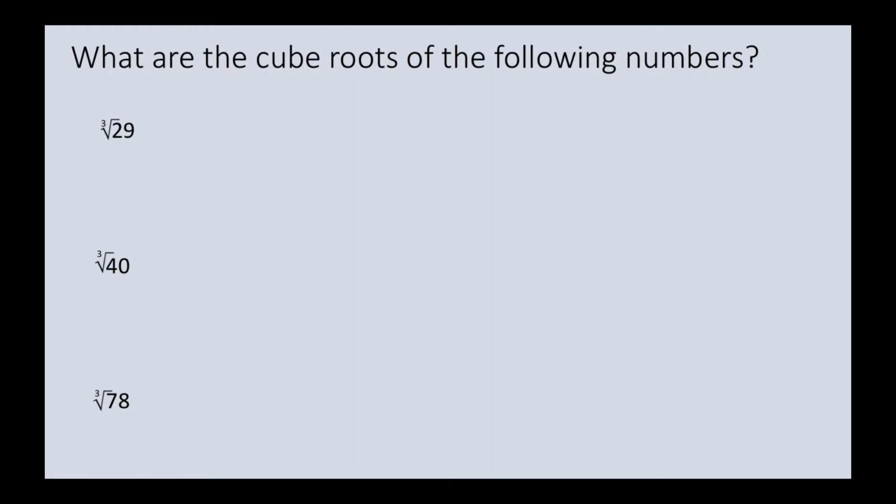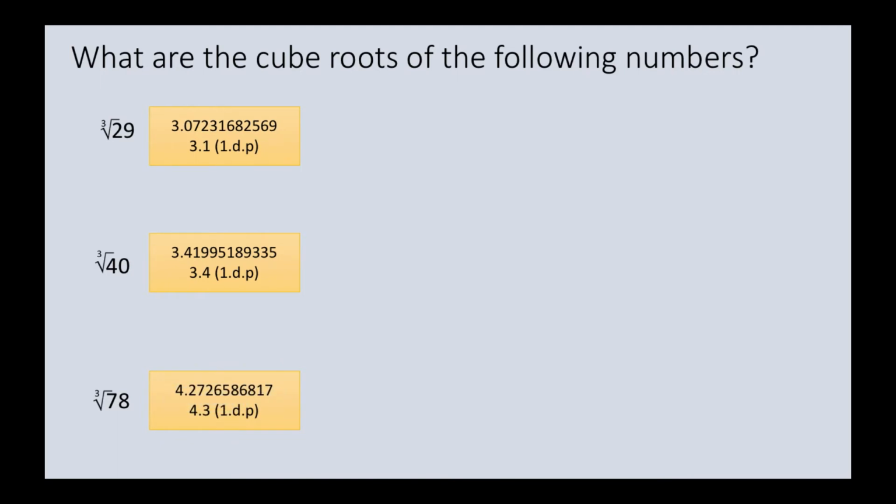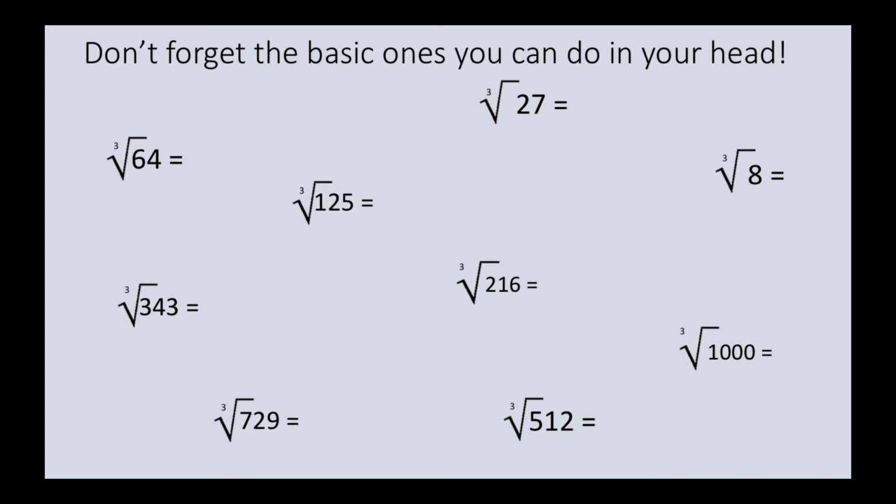Okay, if you've paused the video, then let's go through some answers. So we have the cube root of 29, okay, 3.1 to 1 decimal place. The cube root of 40, 3.4 to 1 decimal place, and the cube root of 78 is 4.3 to 1 decimal place. So again, don't forget the ones that you should know in your head, okay?